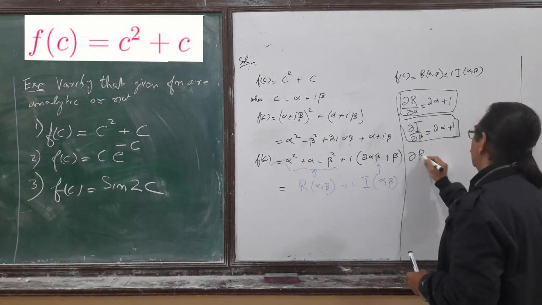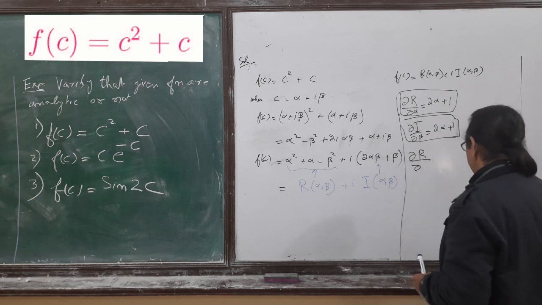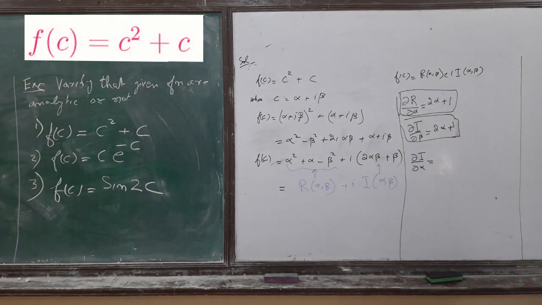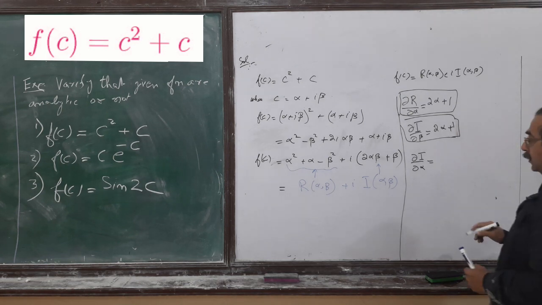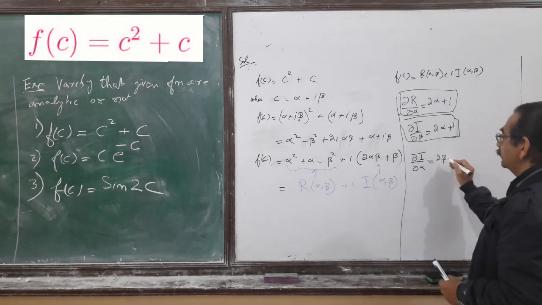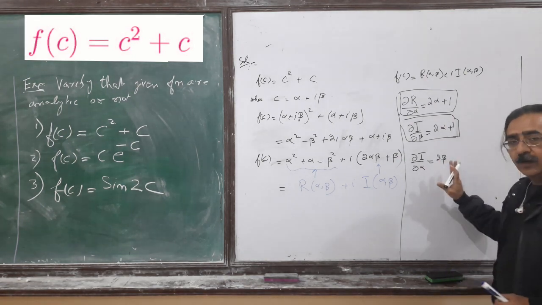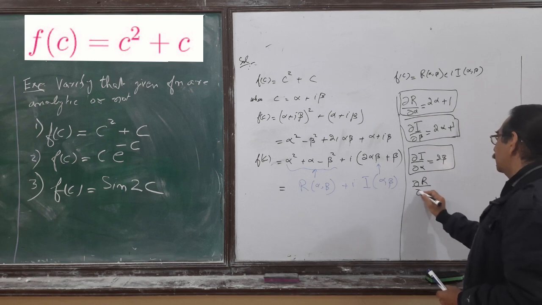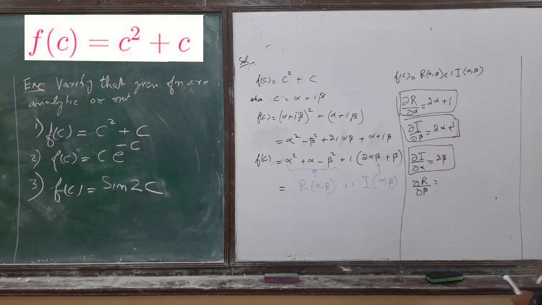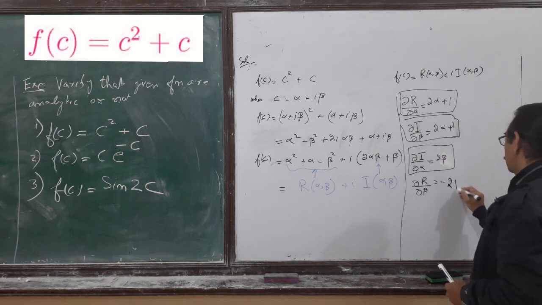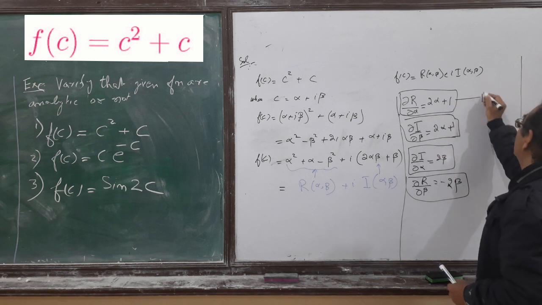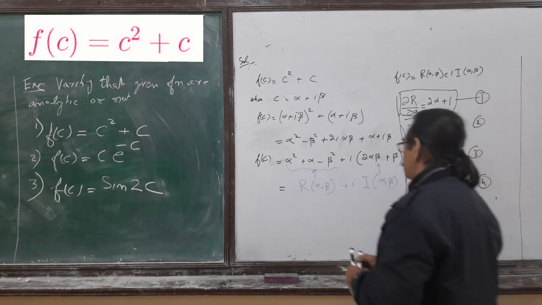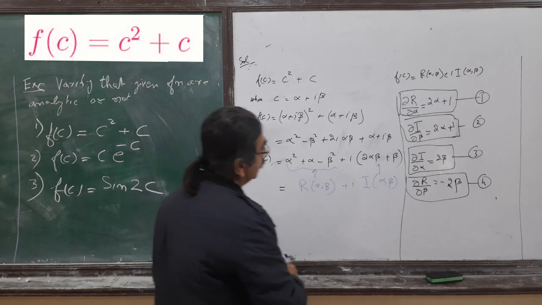Partial I over partial alpha is 2 beta, and partial R over partial beta is minus 2 beta. Okay. These are 1, 2, 3, and 4.